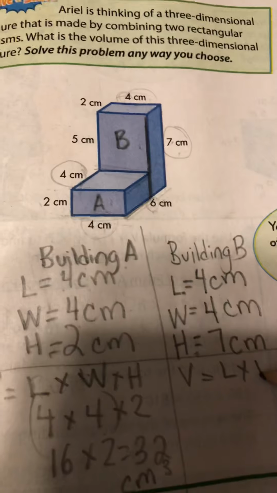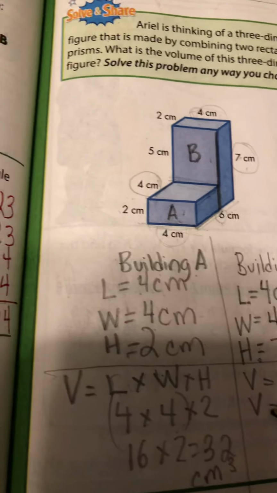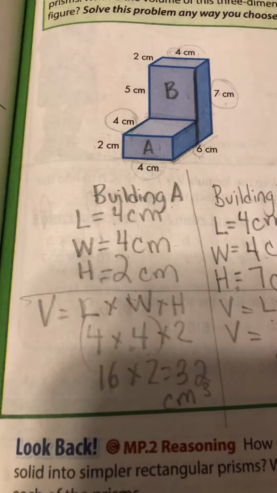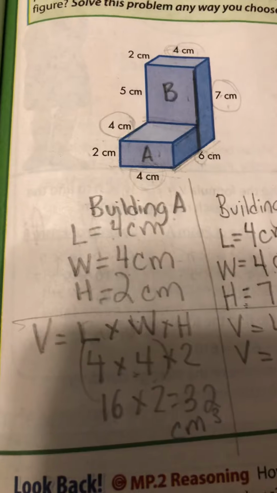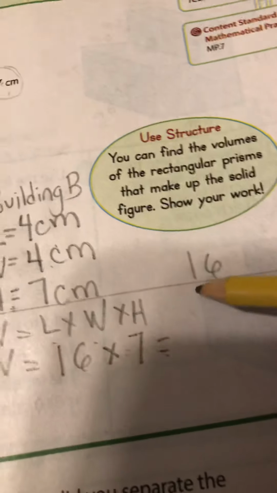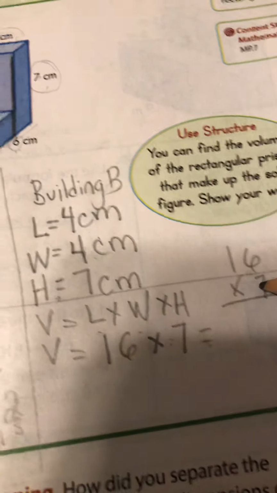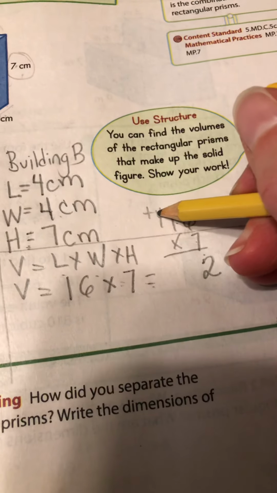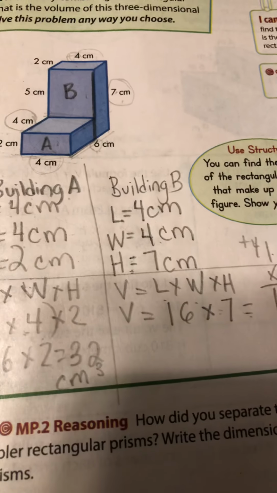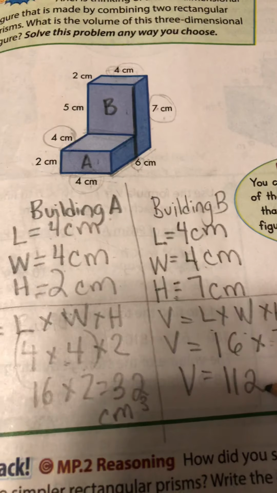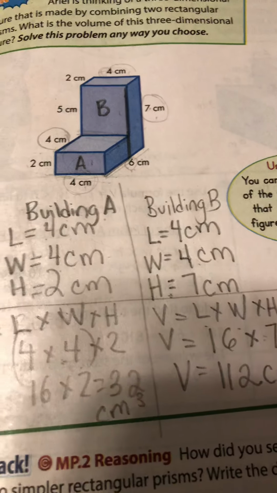Volume equals length times width times height. Volume equals length times width. Well, we already know from this problem that it was 16. So I'm going to write 16 over here times the height of 7. Ooh, looks like I'm going to have to do some side math. Let's see, 16 times 7. 6 times 7 is 42. Carry my 4. 7 times 1 is 7 plus 4 more gives me 11. Therefore, the volume of building B is 112 cubic centimeters.